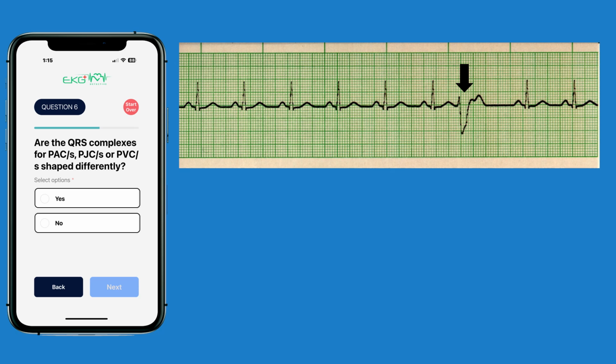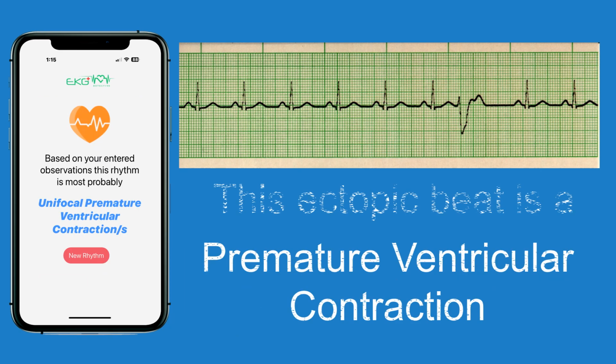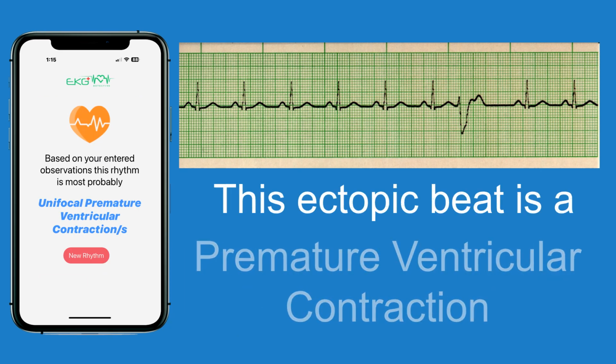The next question that the app is going to ask is, are the QRS complexes for PACs, PJCs, or PVCs shaped differently? And once again, since we are only dealing with one ectopic beat, we only have one shape of QRS complex. So we will go to the app, we will select no, and then we will hit next to go to the next screen. And with that, the app is going to basically tell us that we're dealing with premature ventricular contractions.